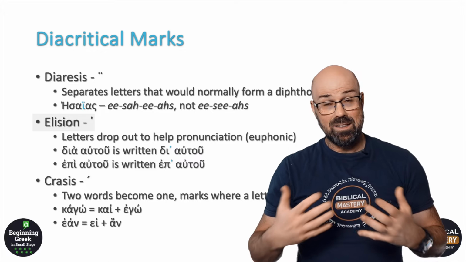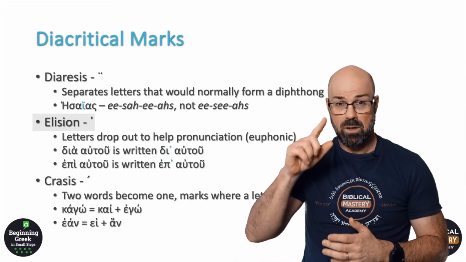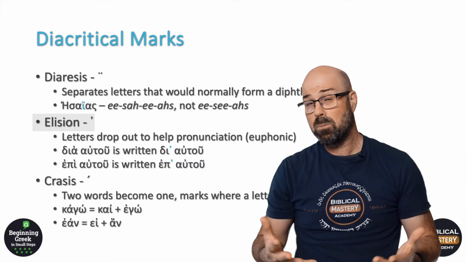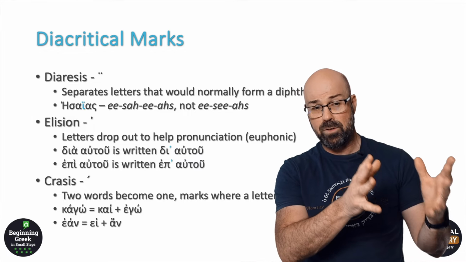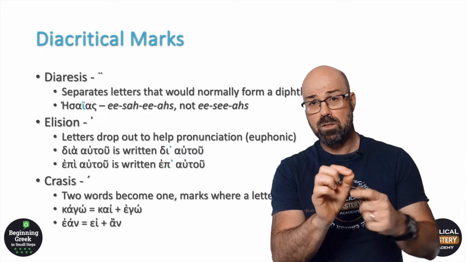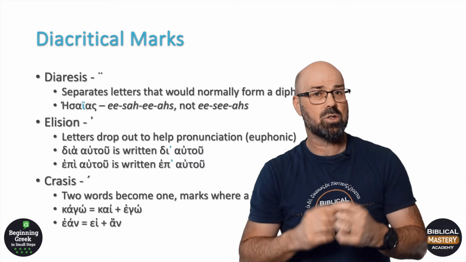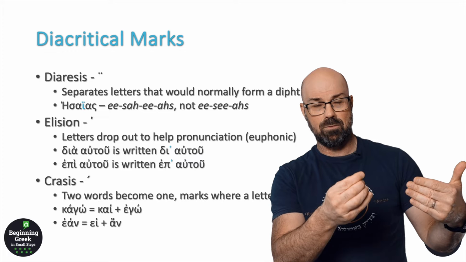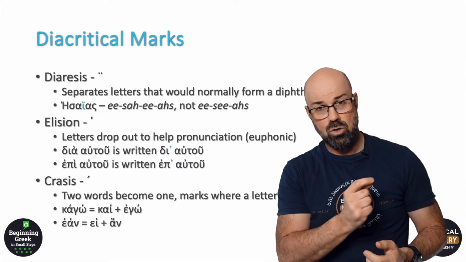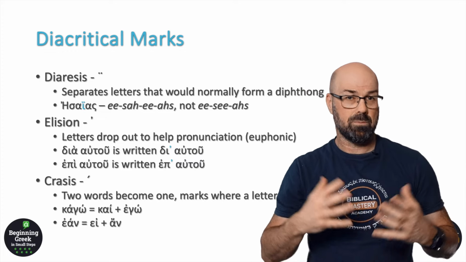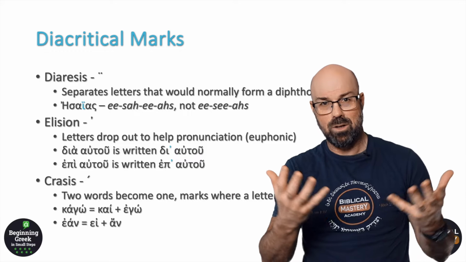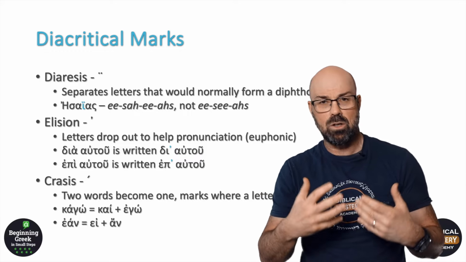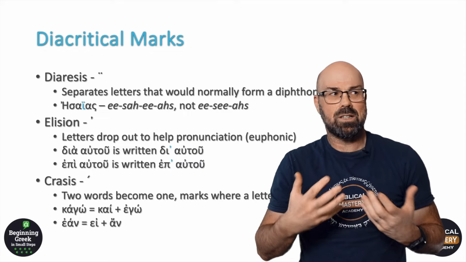Then we have an elision. An elision is like an English apostrophe. This tells us that a letter is dropped out, and this typically happens when one word that finishes with a vowel is followed by another word that begins with a vowel. When that happens, the last vowel of the first word often drops out and is replaced with an elision mark, with an apostrophe, if you like. And this just helps it to sound better, because you don't want to necessarily pronounce the same sound twice.